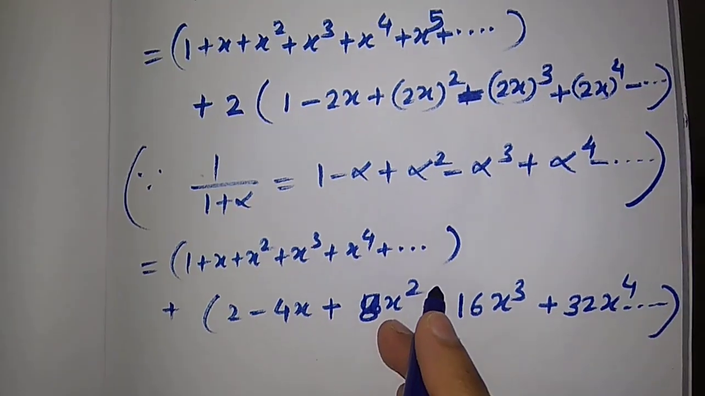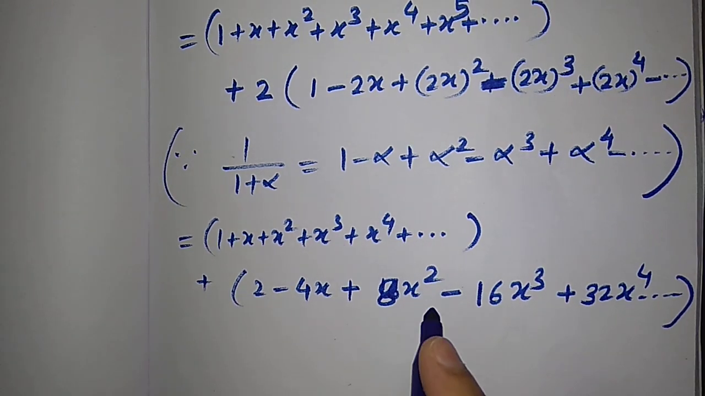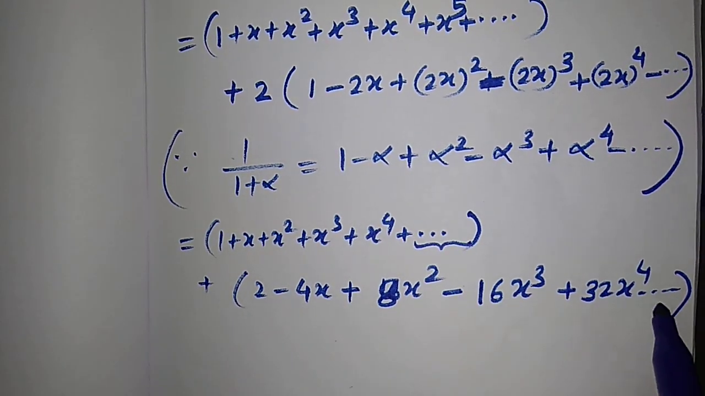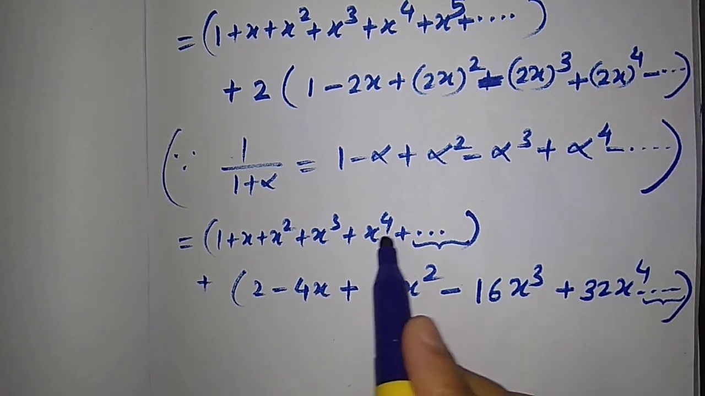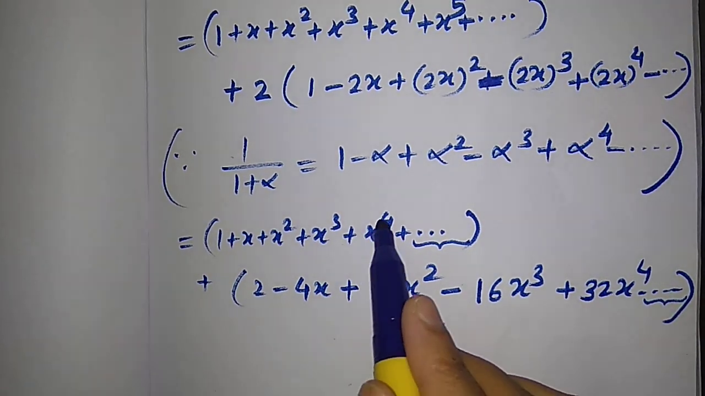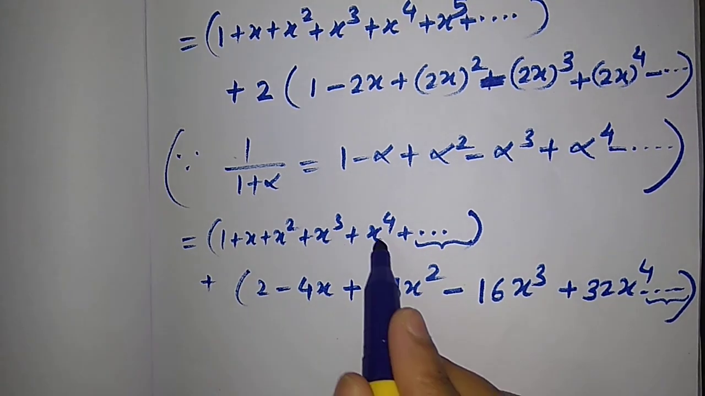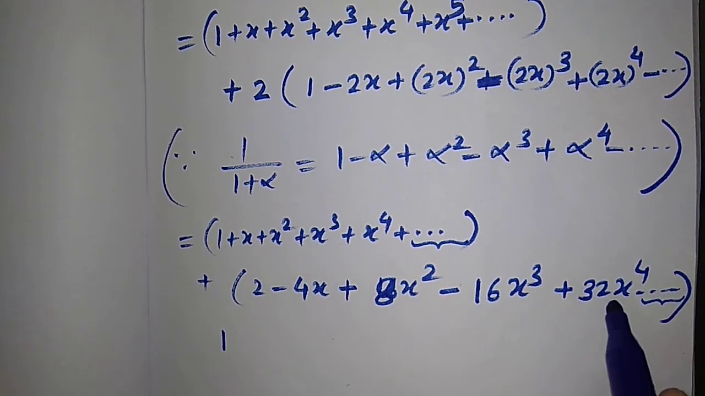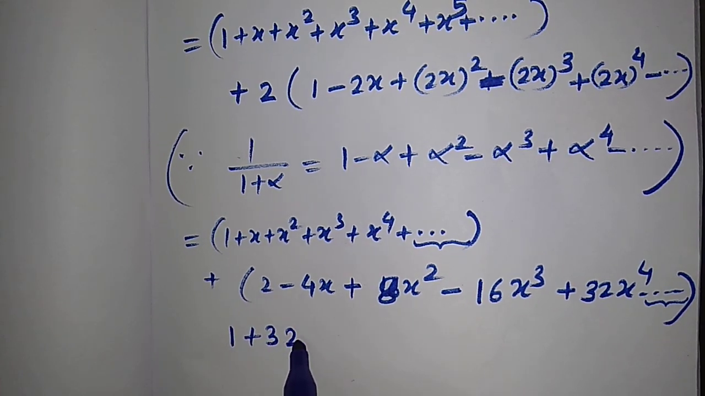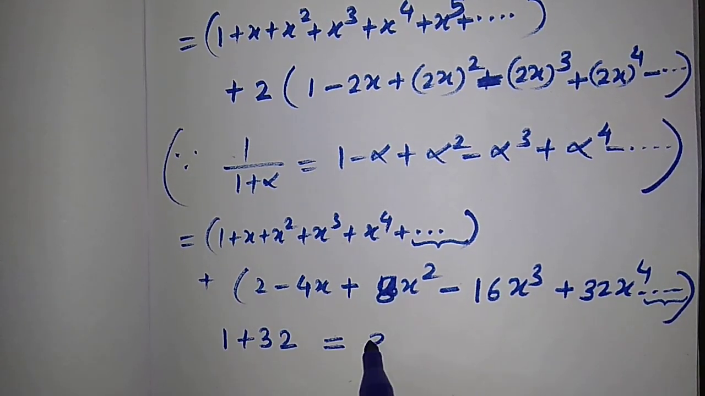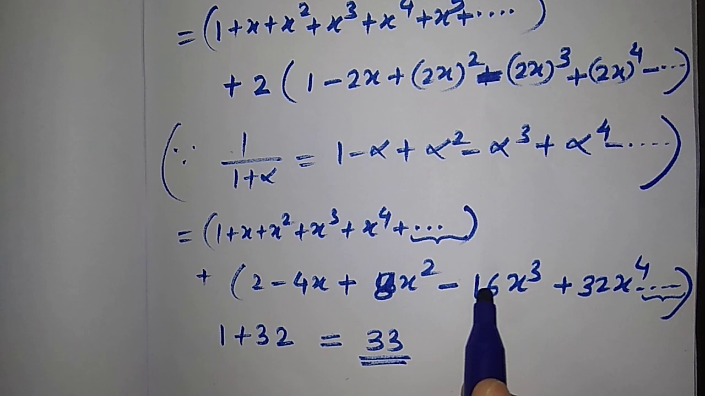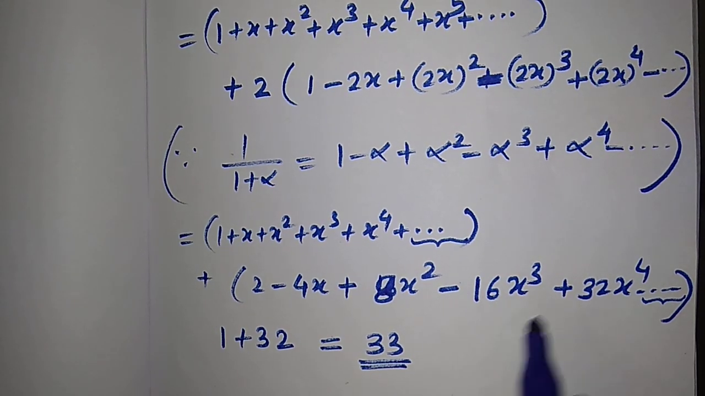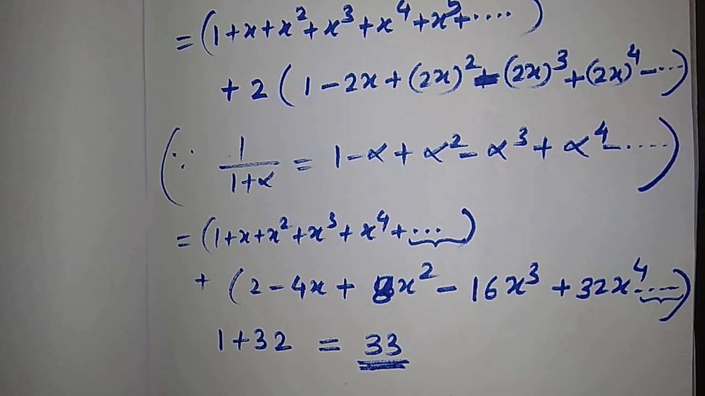Now we have to find out the coefficient of x raised to 4. These are the higher powers of x. Again, these are the higher powers of x. So the coefficient of x raised to 4 here is 1, and the coefficient of x raised to 4 here is 32. So just take the sum, it is 33. So the coefficient of x raised to 4 in 3 upon 1 minus x into 1 plus 2x is 33.